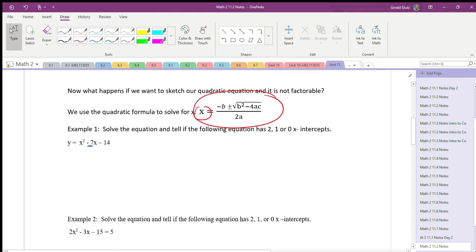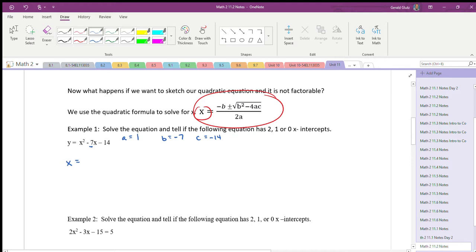First thing before you do this, though, is I want you to write a, b, and c up here. So the a value is 1. The b value is -7, and then c is -14. So doing this will just help you once you start entering everything into the formula.